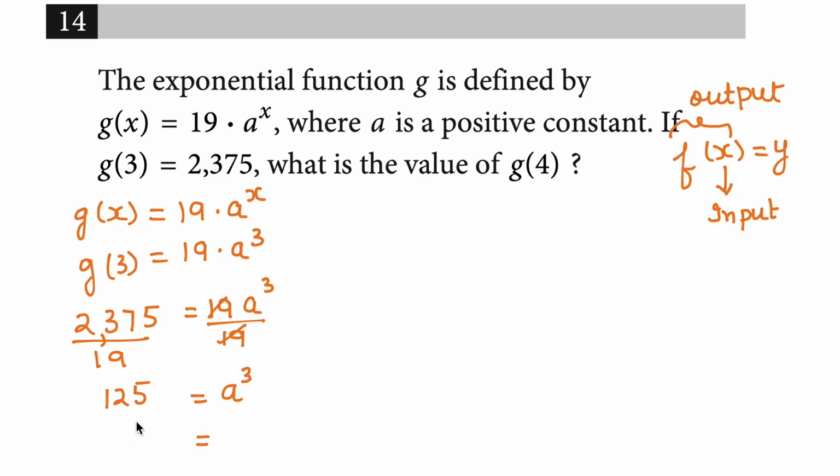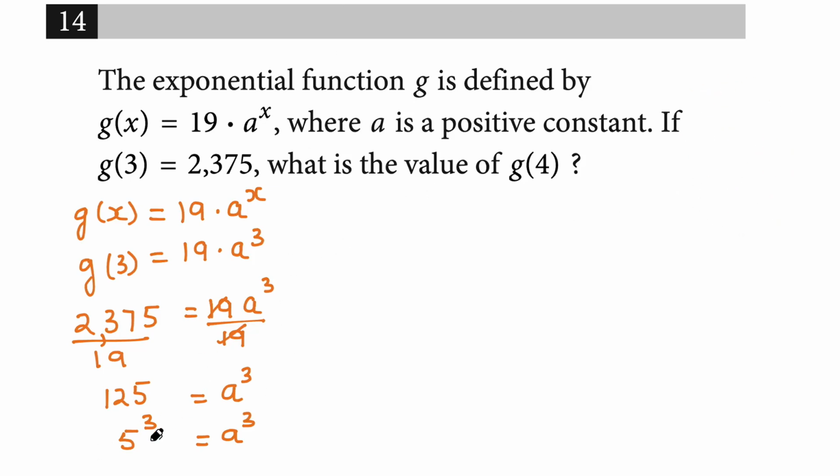Now can I write 125 with a cube? Yes, 5 times 5 times 5 is 125. So I can write it as 5 cube is equal to a cube, right? I'll do it with two methods so that you can understand. Okay, let me do them separately. So first method is 5 cube is equal to a cube, and at both sides you have cube. So you can say a is equal to 5.